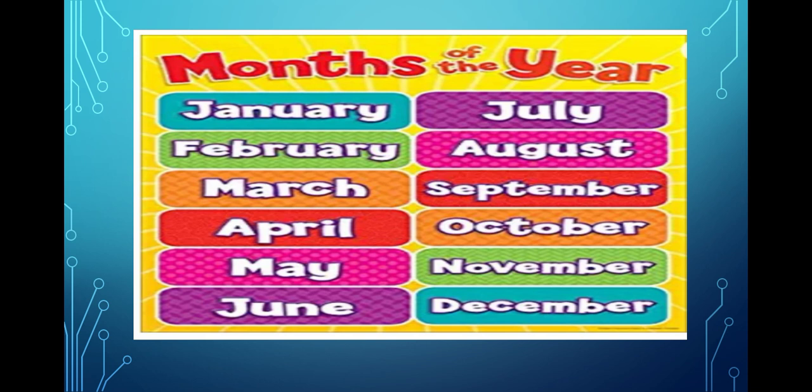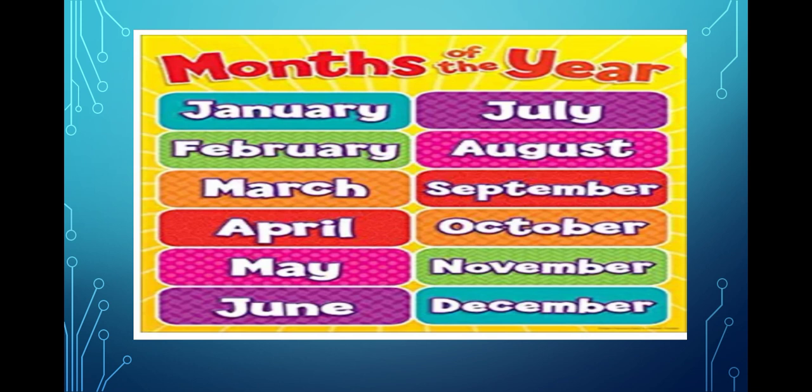Alright children. Now one more question. The month which comes between March and July, but before May. Before May is what? It is April. So the answer in that case should be April.